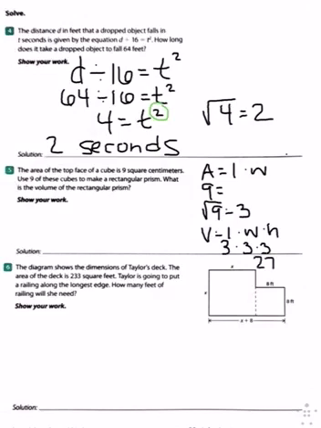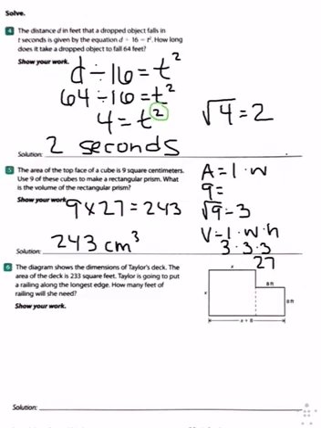But that is just for one cube. If we have 9 cubes, I'm going to do 9 times 27, which is 243. 243 centimeters cubed.